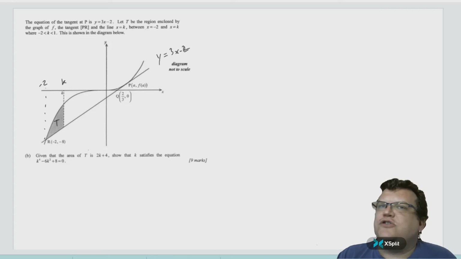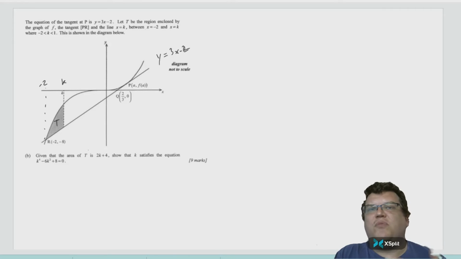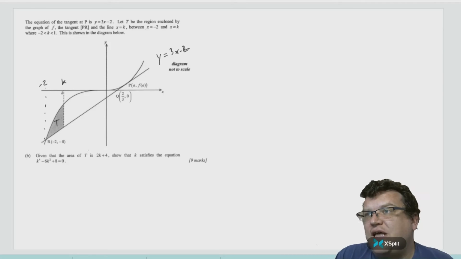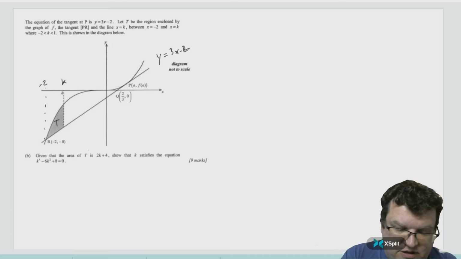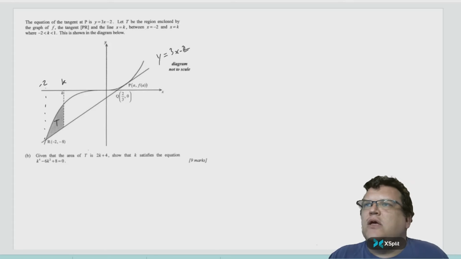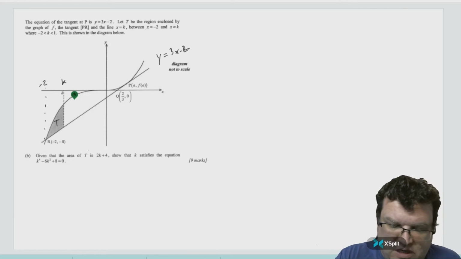So show that questions generally, of course, and remember, just work with the information given. Try and find the value of this area, and then what we're going to do is come up with an expression for that, equate it to the given value 2k + 4, and then use that to solve for k. So how do we write an expression for this area? Well, I think it's always good to start with a sketch.